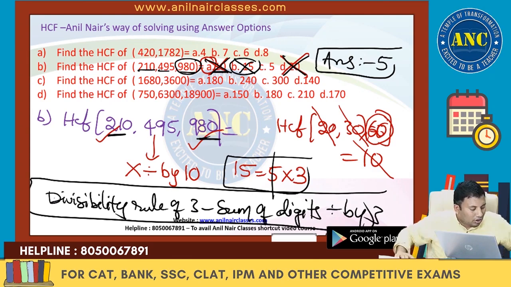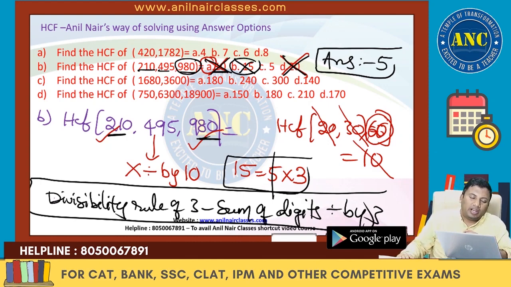Right? So, 9 plus 8 is 17. 17 is not divisible by 3. All the other numbers are divisible by 3. 2 plus 1 is 3. 3 is divisible by 3. 495: 4 plus 9, 13. 13 plus 5, 18. 18 is divisible by 3. Option C.